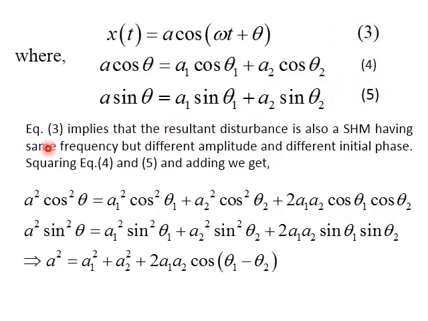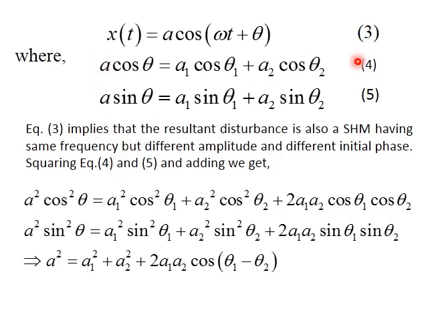Now note that equation 3 implies that the resultant disturbance is also simple harmonic motion. Yes, this has the same frequency ω but a different amplitude; earlier it was A1 and A2. And a different initial phase; earlier it was θ1 and θ2. Now we'll try to find this A.